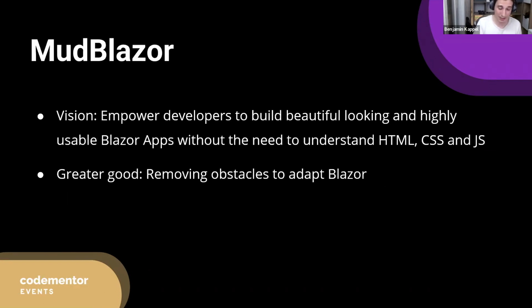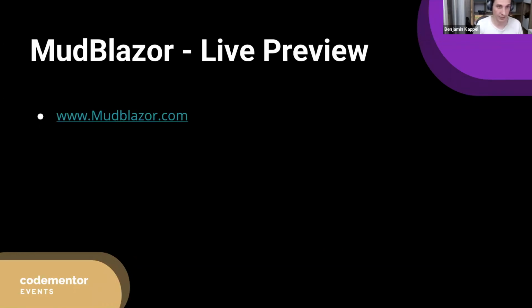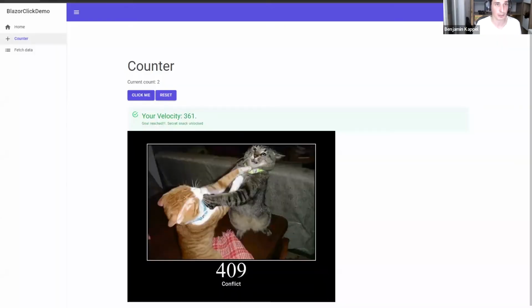I'm very, very proud to be a contributor of one of these component libraries, which is called MudBlazor. MudBlazor was created because we wanted every developer to be able to create beautiful looking and highly usable Blazor apps without, and this is very important, also needing to understand the technologies around it. On a user scale, we're trying to remove obstacles to adopt Blazor. And to show what Blazor is, again, it's just great to have some examples.